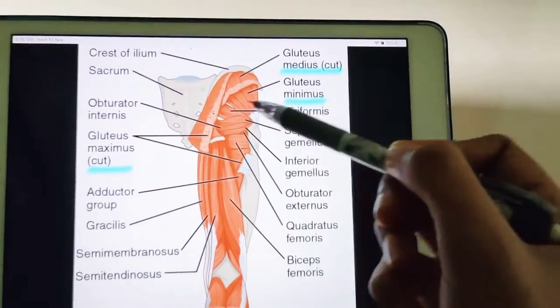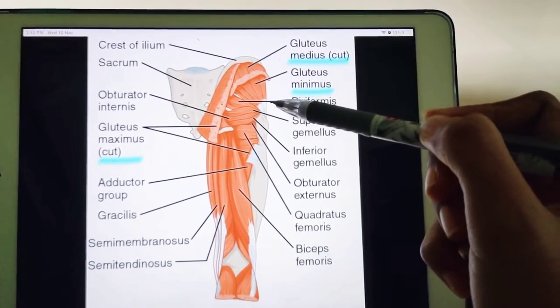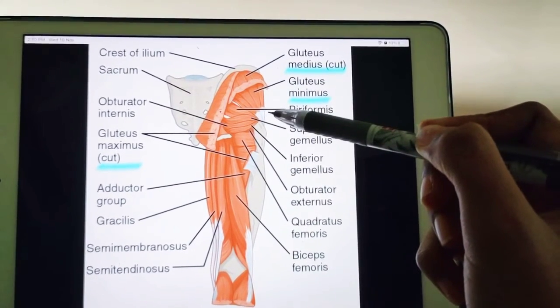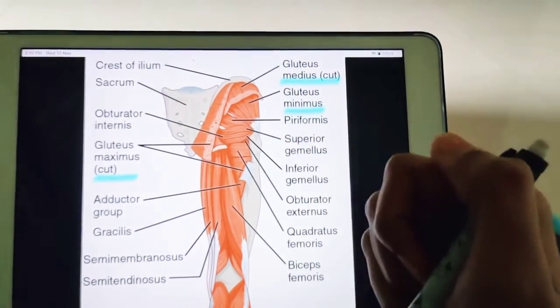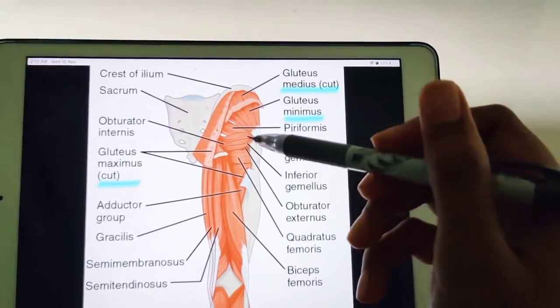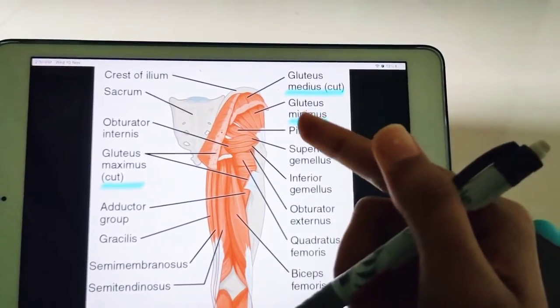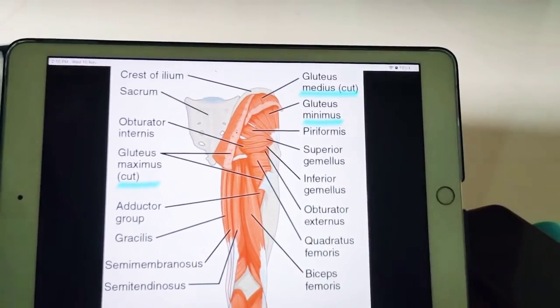So what would be the structures beneath the gluteus minimus? Of course, you have the reflected head of rectus femoris and the capsule of the hip joint. That's it. So only two structures. Inside gluteus minimus, you have the reflected head of rectus femoris and also the capsule of the hip joint.